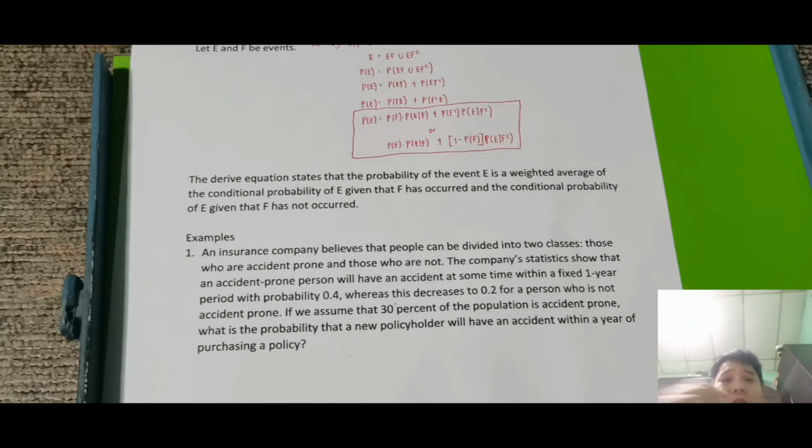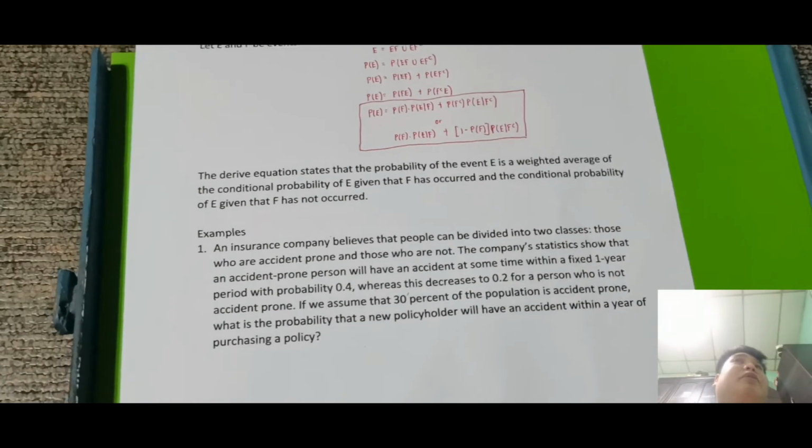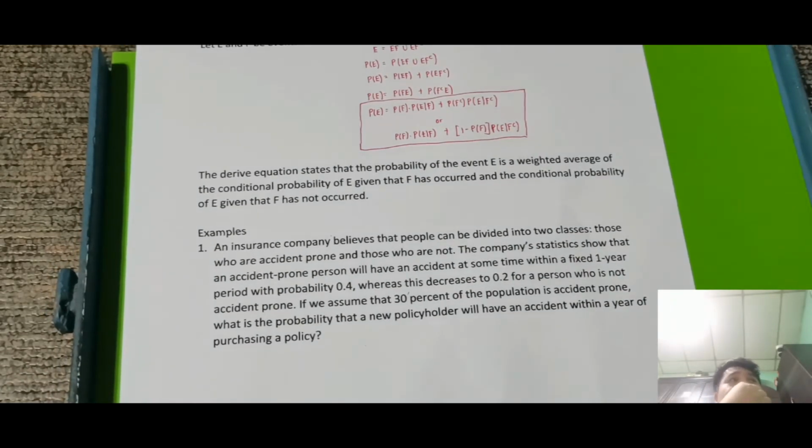Excuse me. Okay. So number 1, an insurance company believes, so may insurance company daw, so hindi natin alam kung sino insurance company yan. Okay, so an insurance company believes that people can be divided into 2 classes. So sabi, naniniwala daw ang isang insurance company na dinidivide ang mga tao into 2 classes.